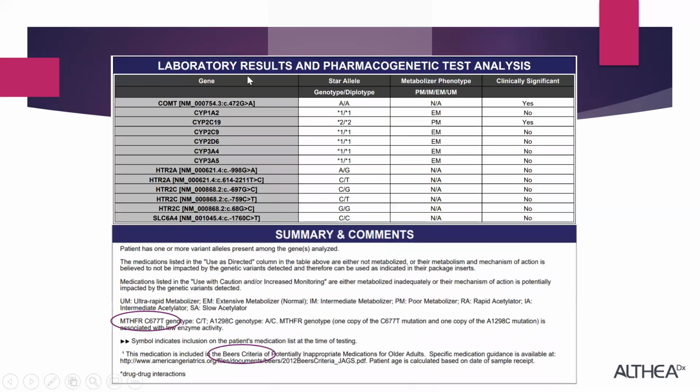So this is our mental health gene panel. You have the pharmacokinetic genes, all the CYP enzymes, and then you have the pharmacodynamic genes as well. We also have the MTHFR, and we also give you information on Beers criteria.